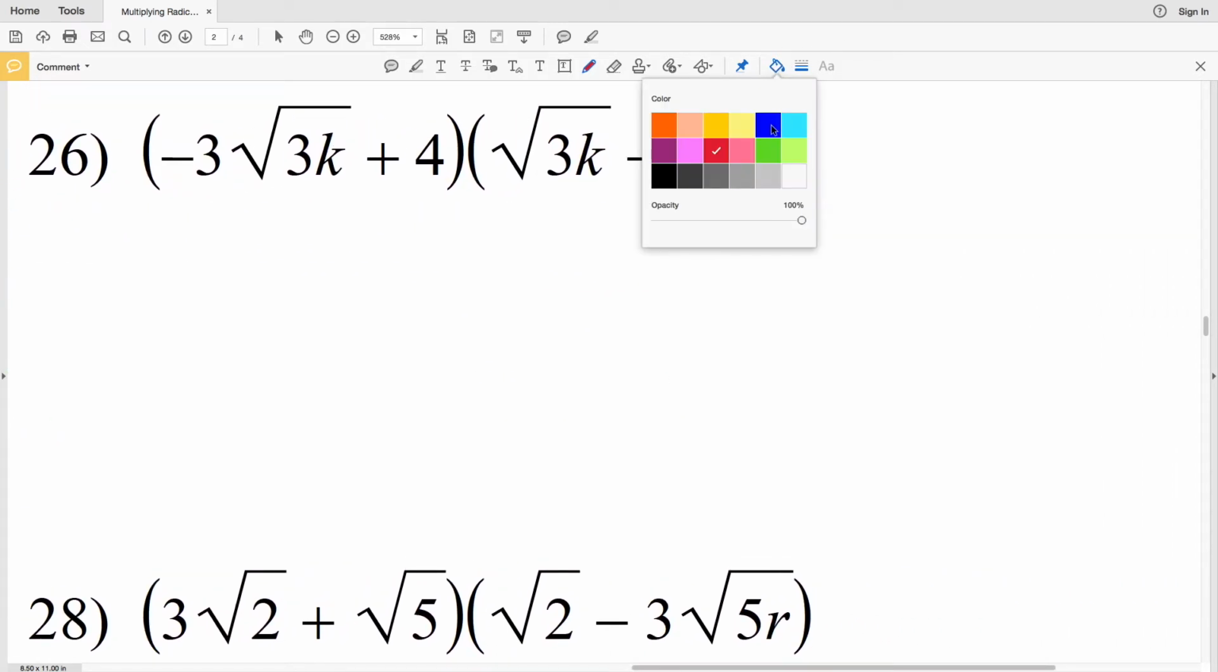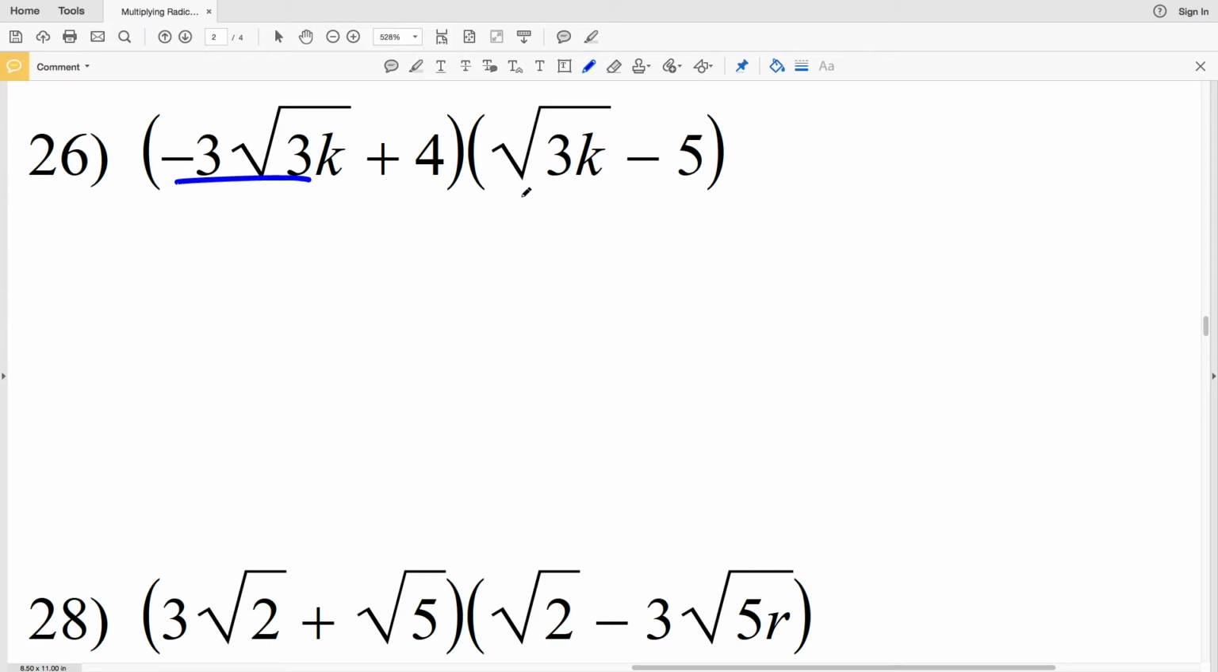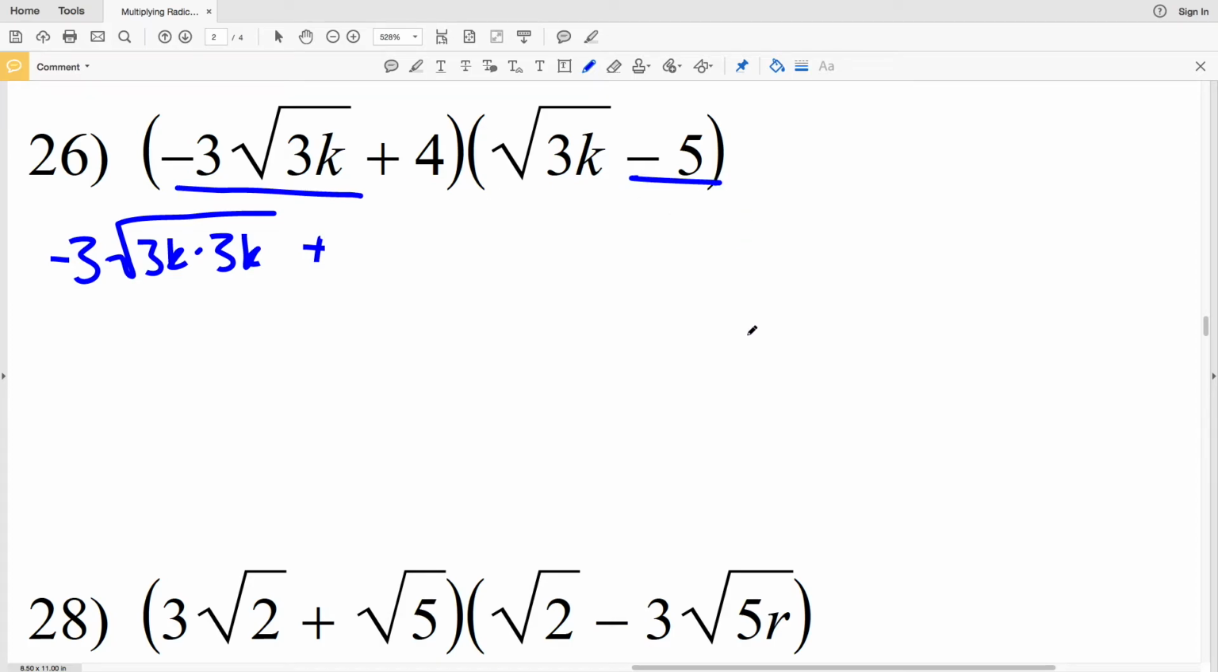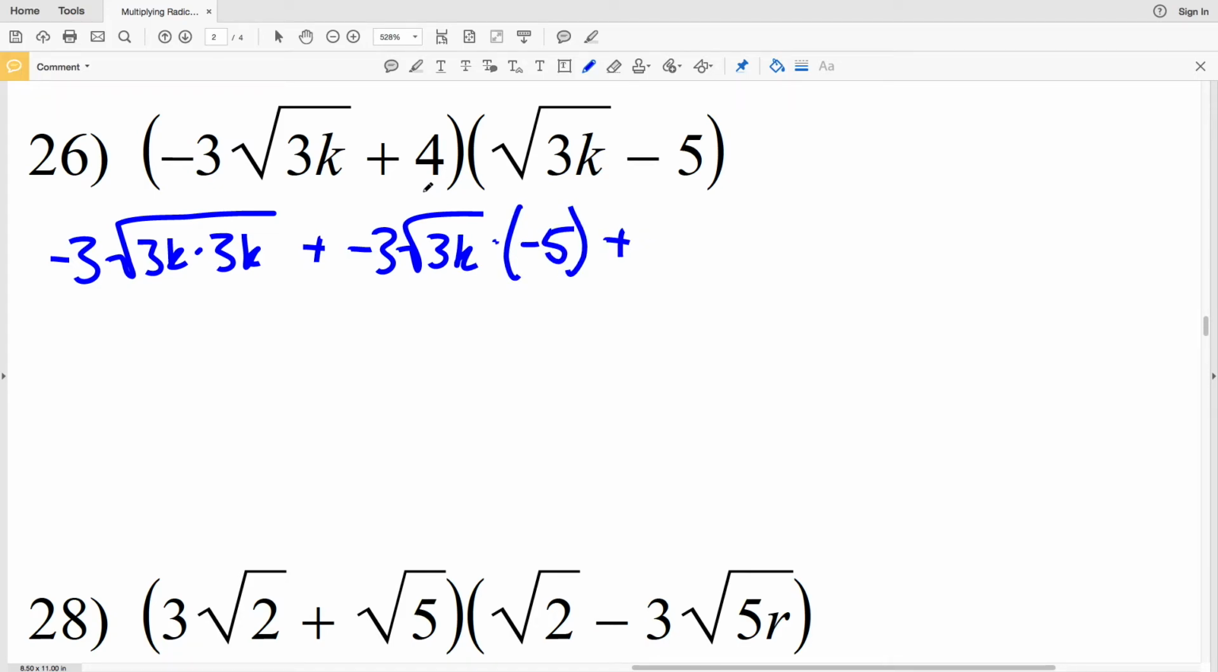And number 26, foiling again, my first two terms, negative 3 times the square root of 3k times the square root of 3k. So negative 3 times the square root of 3k times 3k. And I'll be adding that to my outside terms, negative 3 times the square root of 3k times negative 5, because that 5 is subtracted. So that'll be negative 3 times the square root of 3k times negative 5. And then I'll add that to the multiplication of my inside terms, 4 times the square root of 3k. And then I'll add that to my last terms multiplied together, 4 times negative 5.